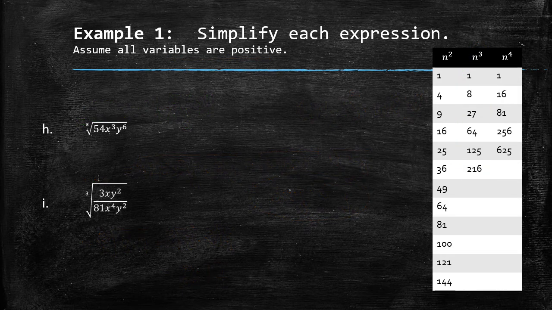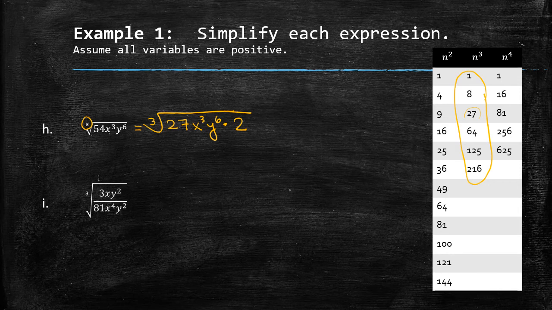Okay, 2 more. Part H, I have the third root of 54. So again, 54 is not on my list. Okay, 8 does not divide into it, but if you check 27, you'll see that it does. So I have the third root of 27 times 2. Okay, x to the third I'm good with. Since I'm taking the third root this time, I'm good with x to the third, y to the 6th. And then, like I said, 54 is 27 times 2, so I need a 2 there, also under the radical.